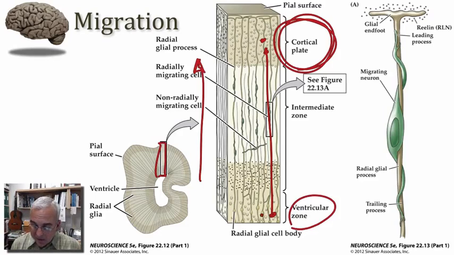So these are essentially precursor cells now that continue to maintain their contact between the pial surface and the luminal surface of the developing neural tube. And this long extended process becomes a pathway for the migration of the neuroblast.